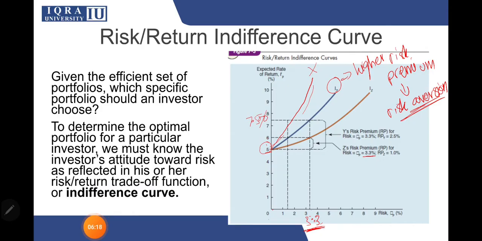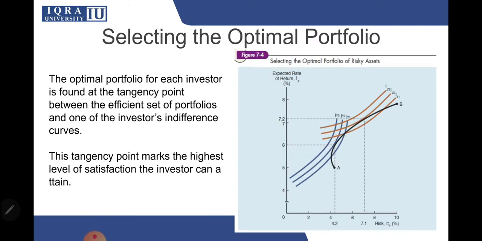Okay, so now we're going to take this indifference curve with the efficient set and we're going to combine both of them. So this is how you select the optimal portfolio. This is your efficient set in the 2-asset case, right? Because you can see there is no shaded area. So that means it's not talking about multiple assets, it's talking about only 2 assets.